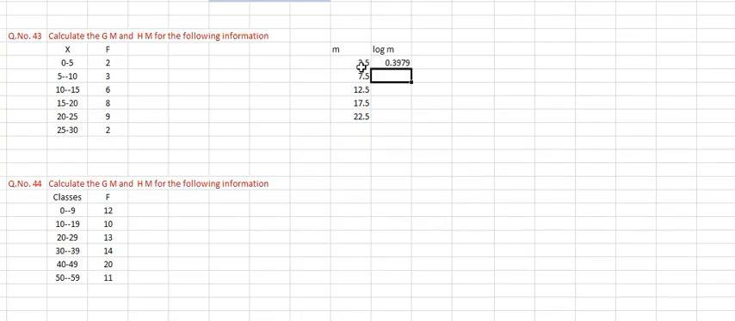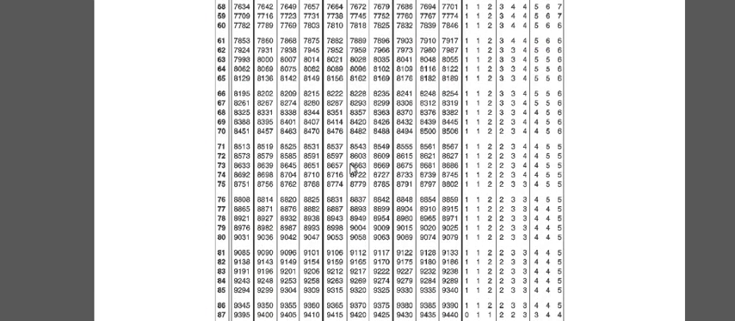3979. Like 7.5, you only count the 7. 7 is the integer. The fraction point you have to remove. 7 is the one place, minus 1. Don't take 7.5 as 2 place. Only the integer part you have to take. 7 is 1 place, minus 1 is 0. Then you have to check 7.5. 7.5 means 75 0. 75 0 is how much here? 75 0 is 8751.